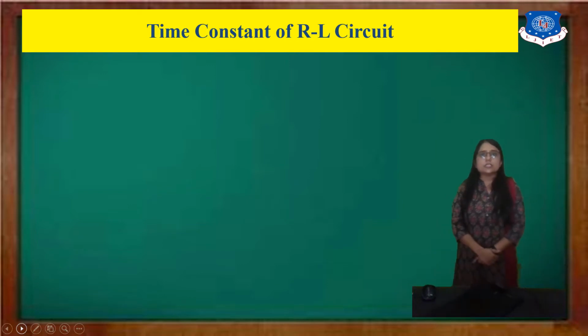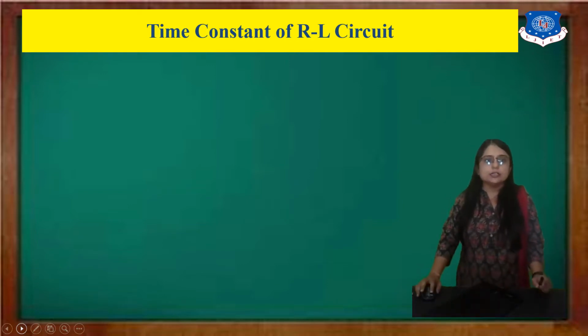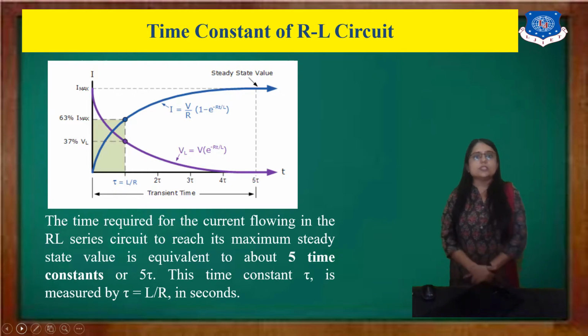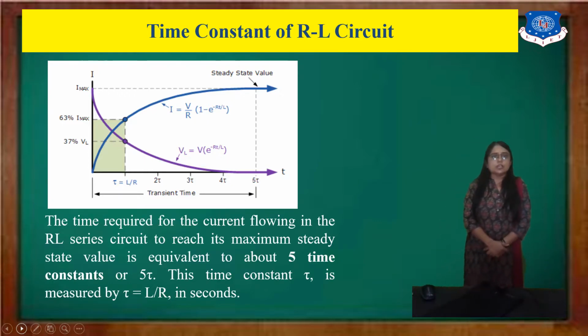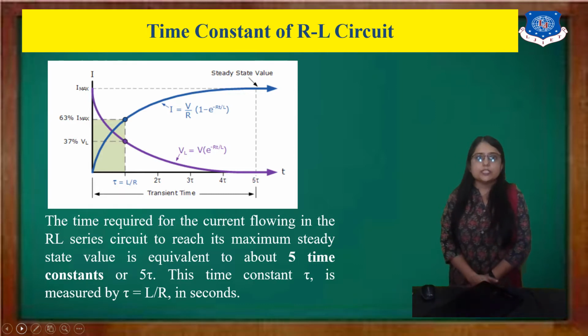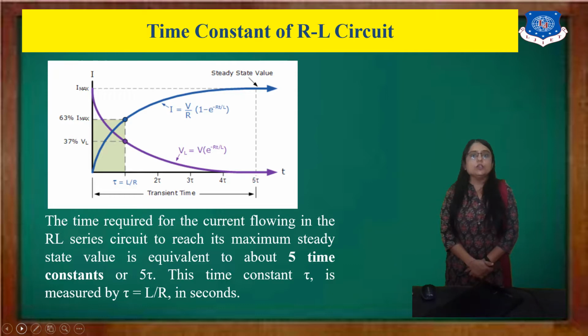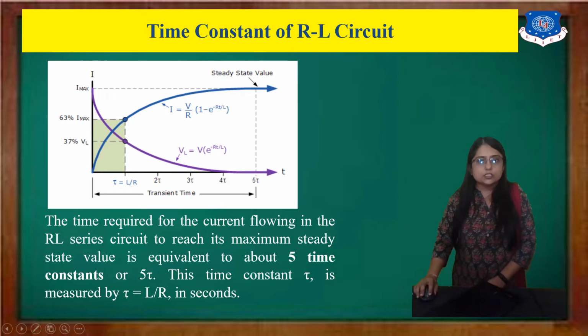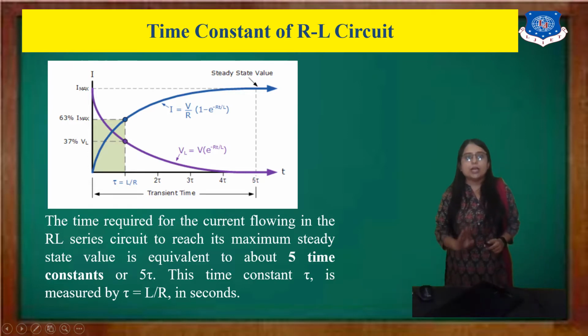Now next we will discuss the time constant of the RL circuit. So this is the diagram of the time constant. See here, the definition of the time constant is the time required for the current flowing in the RL series circuit to reach its maximum steady state value, which is equivalent to five tau. After that your response has become steady state. So this is measured by tau, which equals L by R.